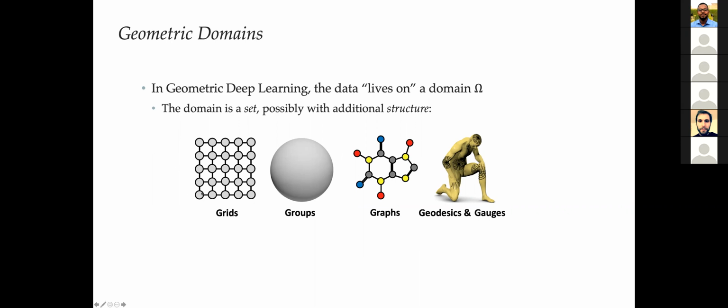So, for instance, in the case of a grid, you might think of that as having neighborhood structure, just like in a graph. You can say which nodes are connected to which nodes, and you might also endow it with really a metric structure, saying what is the distance between points. The same you can do on a manifold like this sphere or this human figure. You can measure the distance of points along the surface. That's part of the structure.